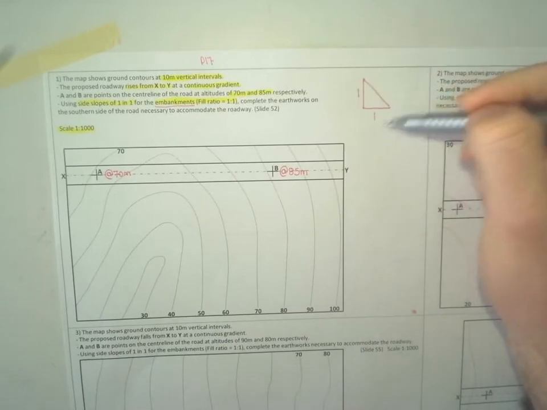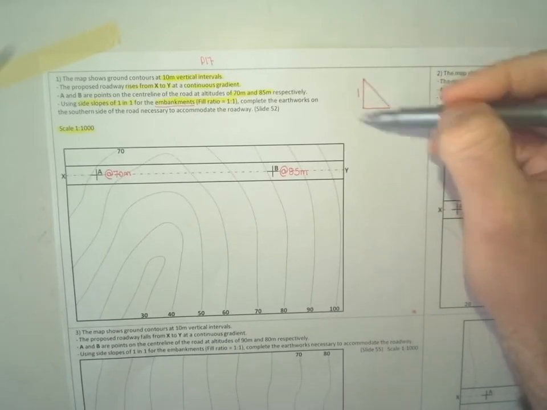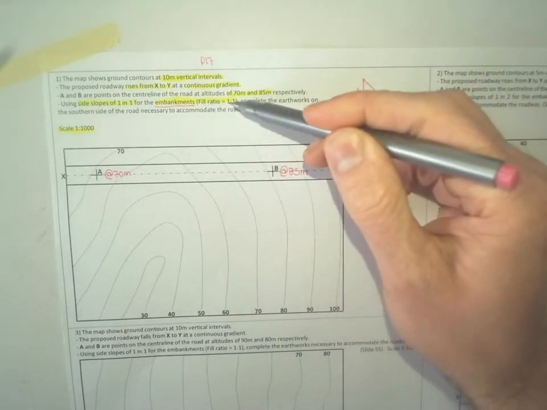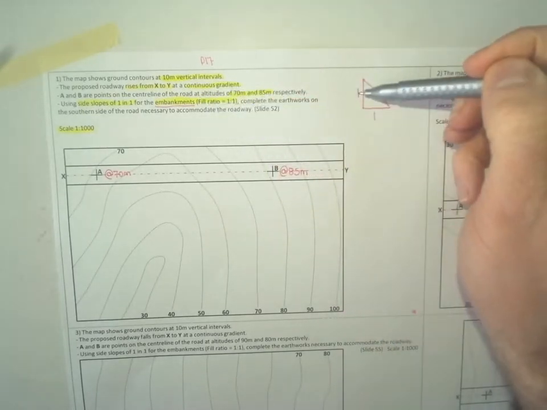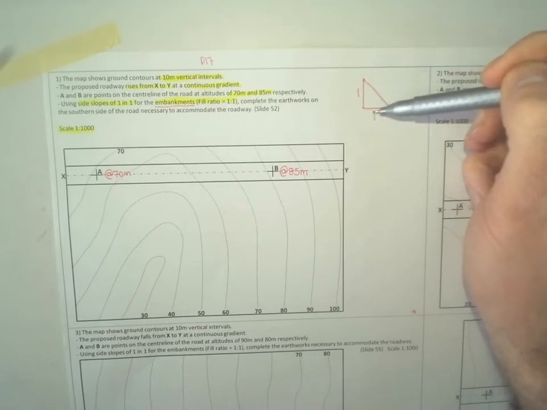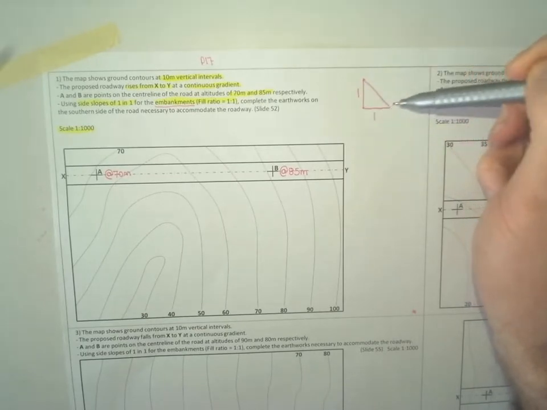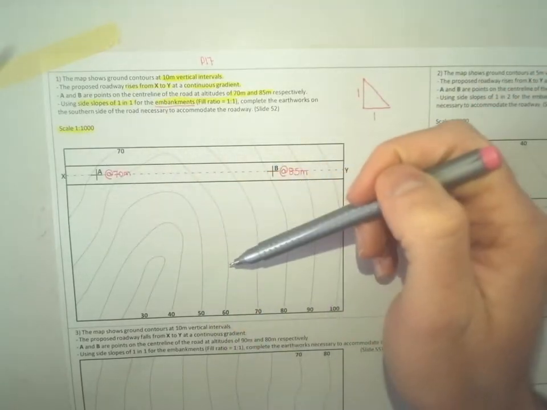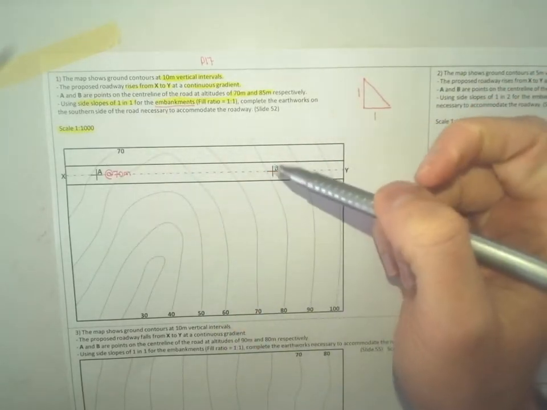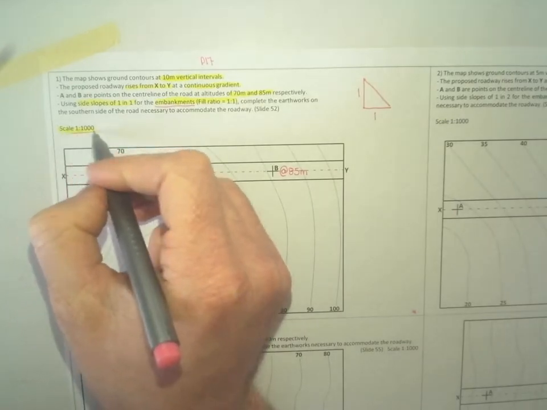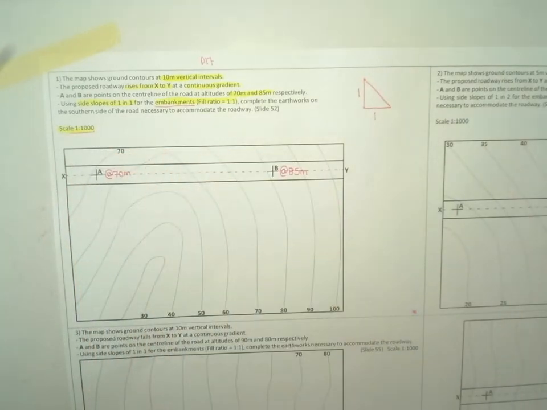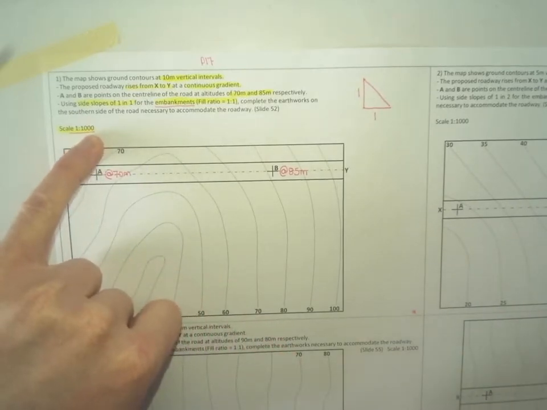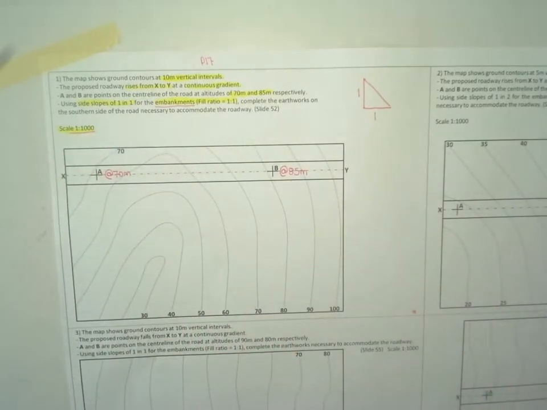Now, over the next few classes, we'll see this ratio changing, so it's important to really notice this ratio. So at the moment, it's ratio 1:1. So if it comes down 10, it will go out 10. If it goes down 15, it will go out 15, and so on. Complete the earthworks on the southern side of the road necessary to accommodate the roadway. And then, very important, the scale then is 1:1000. Again, that scale won't always be the same, so it's important to note that. So for the moment, it's going to be straightforward enough.